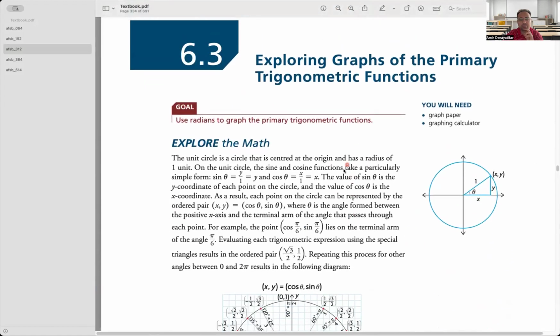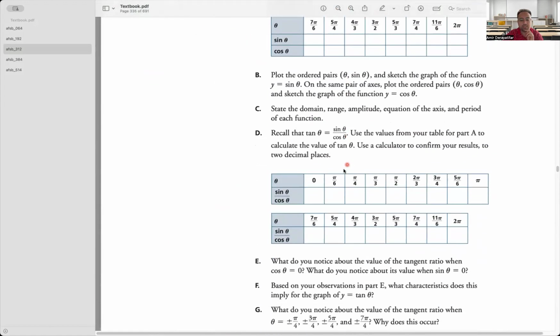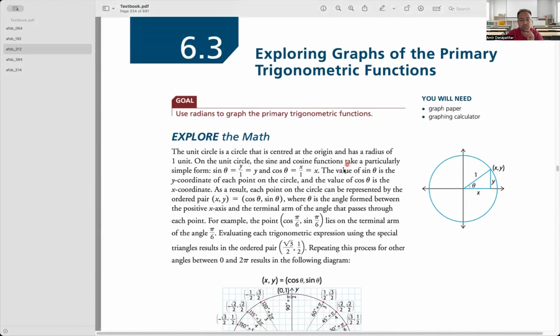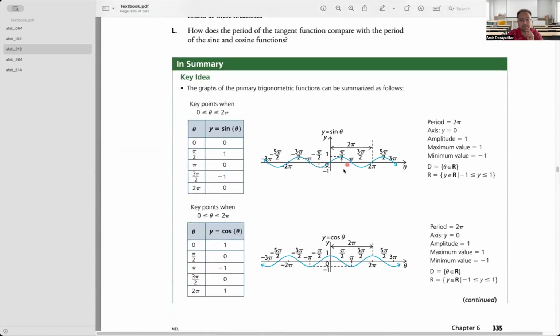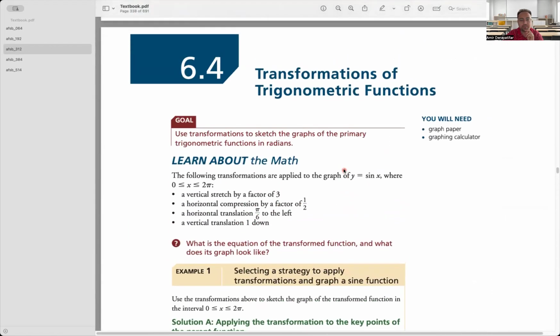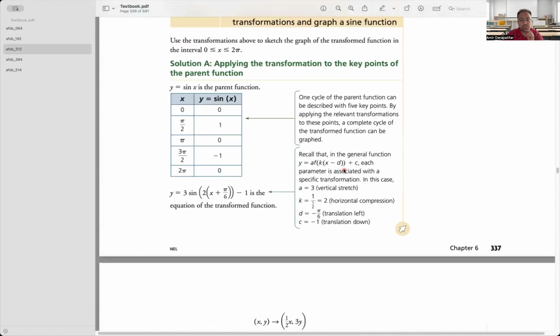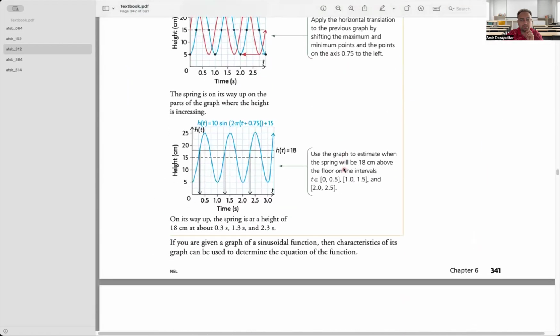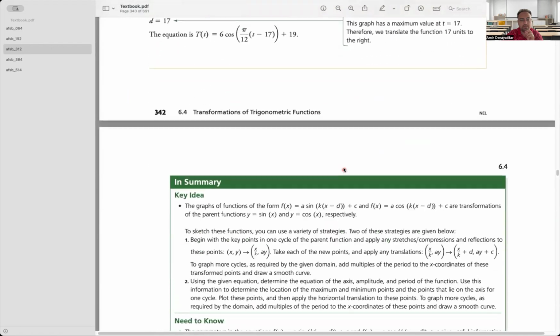The graph of primary trig ratios, don't worry about the graphs today. So up to 6.3 here, I'm going to skip the graph. We're going to talk about it more tomorrow. Transformations as well later, although this is nothing new, we did that in grade 11.